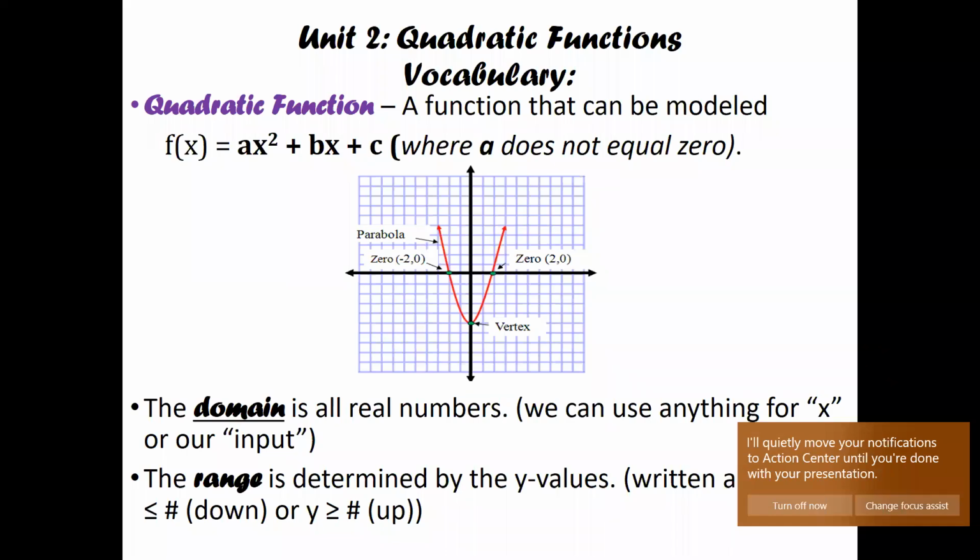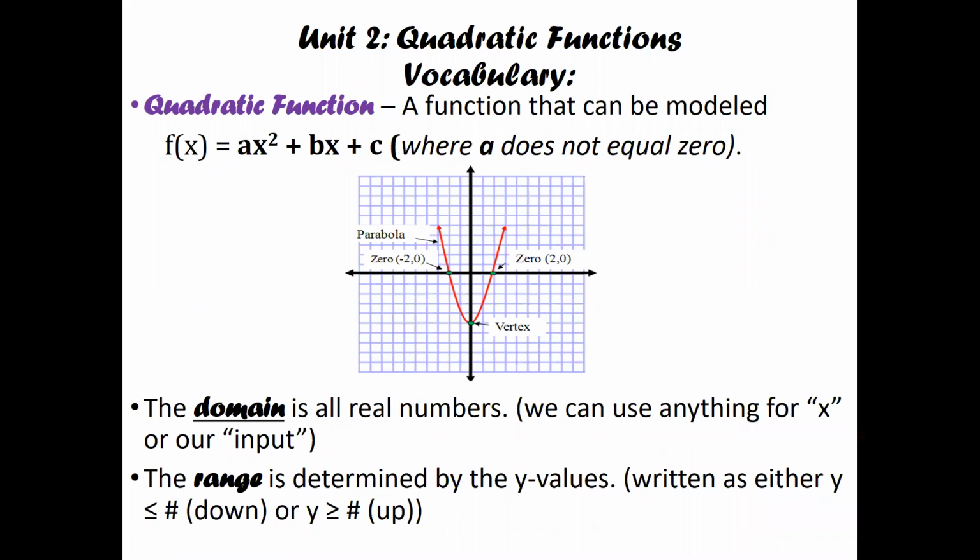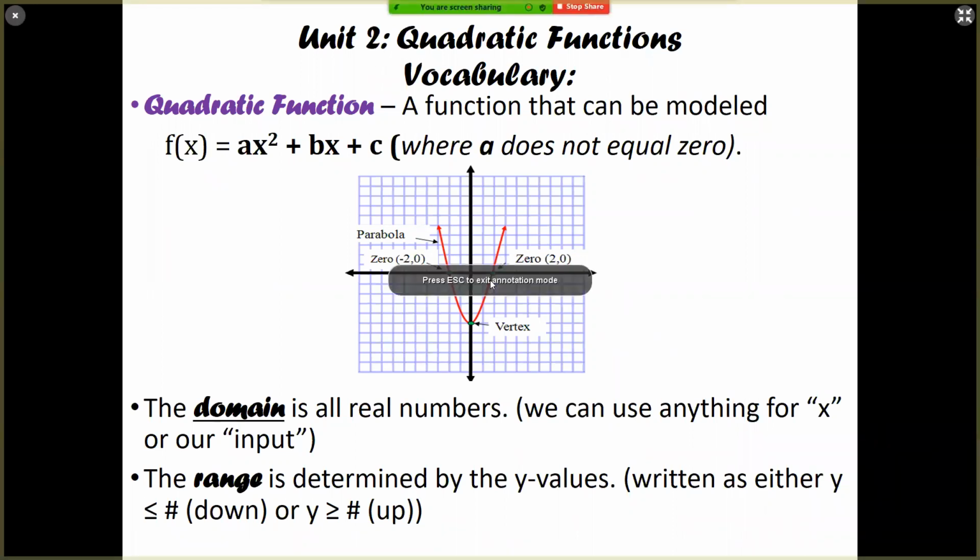All right, so for today's lesson, we are starting Unit 2, graphing quadratic functions. A quadratic function is a function that could be modeled by ax squared plus bx plus c, which is what we were just factoring. You might want to write yourself a note that f of x is the same thing as y. So sometimes you'll see y, sometimes you'll see f of x. They mean exactly the same thing.